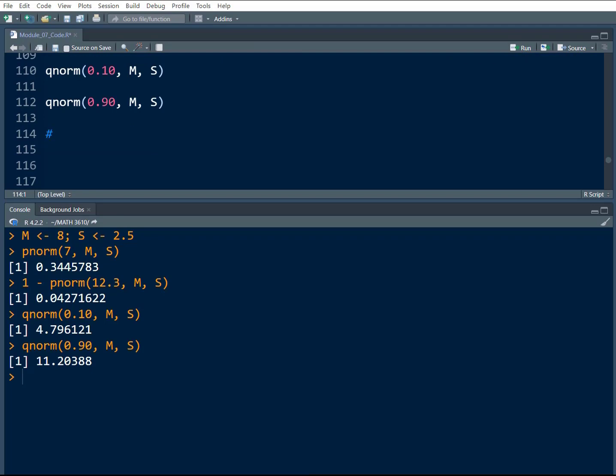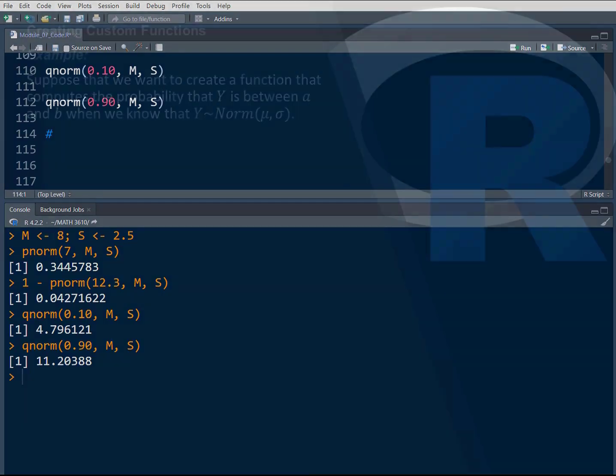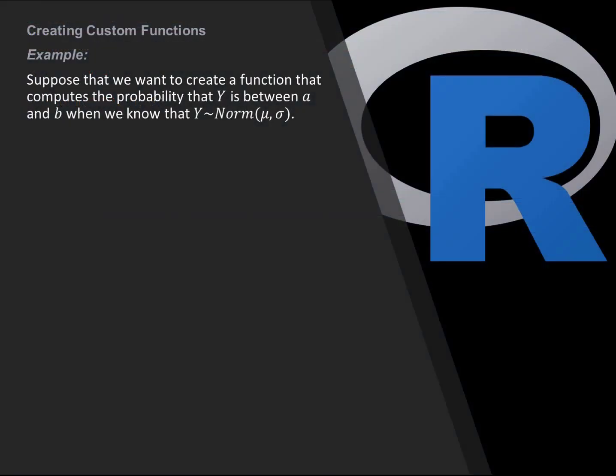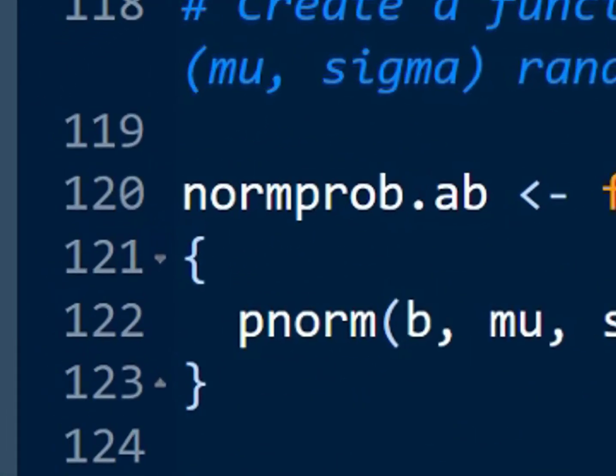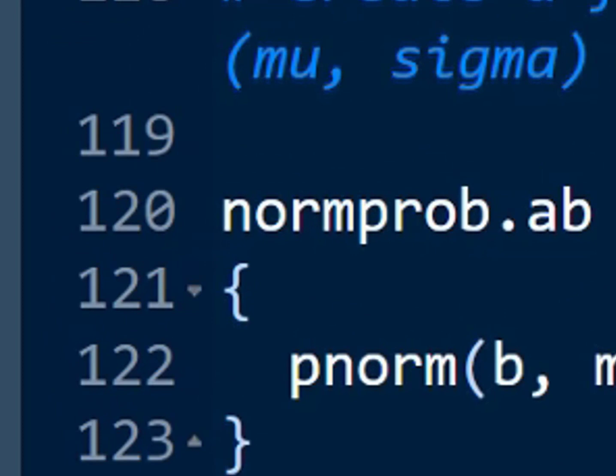Okay, so that's it for the content for this lesson, but it's a good opportunity to learn a little more about R. Let's talk about how to define a custom function. Suppose that we wanted to create a function that computes the probability that y is between a and b when we know that y is normally distributed with mean mu and sigma. First, we need a name for our function. How about we call it normprob.ab?